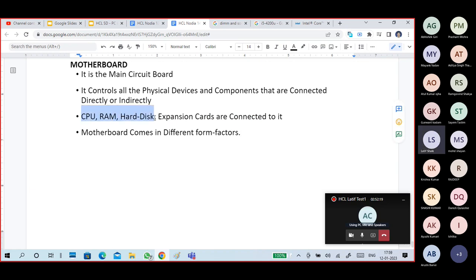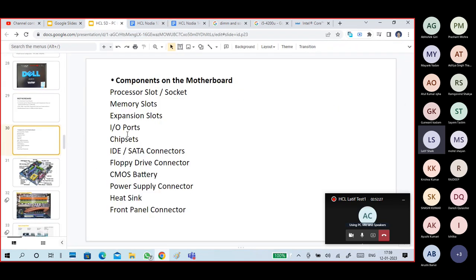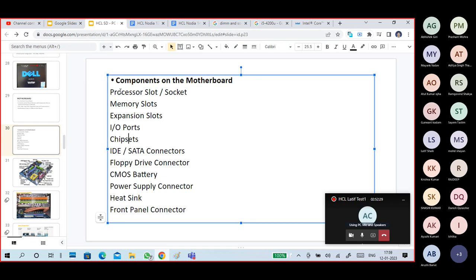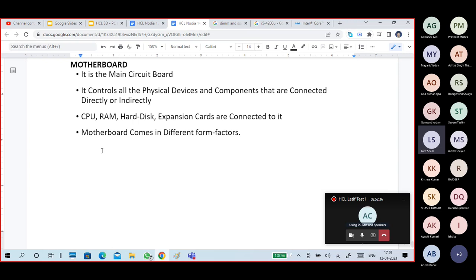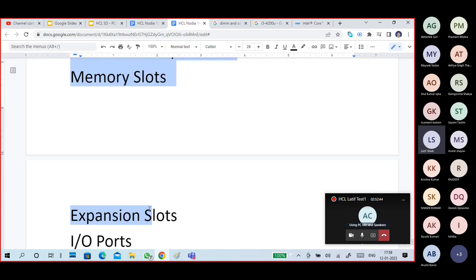CPU, RAM, hard disk, expansion cards, everything is directly connected to your motherboard only. And your motherboard contains so many connectors. CPU sockets are there, memory slots are there, IO connectors are also there. Okay. So there are so many kinds of connectors.